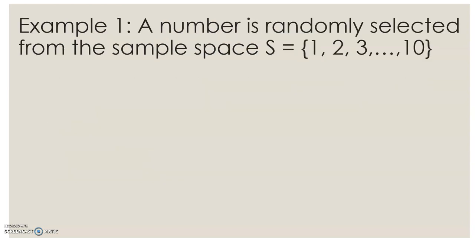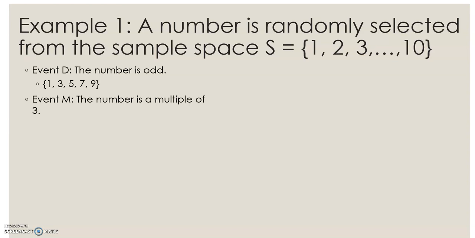Example 1. A number is randomly selected from the sample space S, which equals 1, 2, 3, continuing to 10. Event D means the number is odd, and that's our set 1, 3, 5, 7, 9. Event M, the number is a multiple of 3, the set 3, 6, and 9.